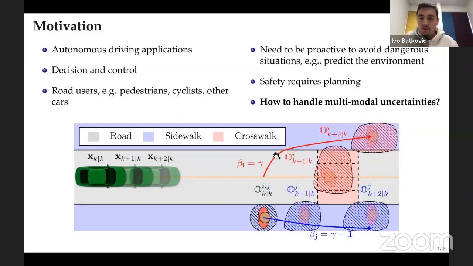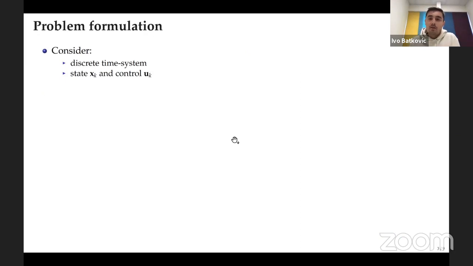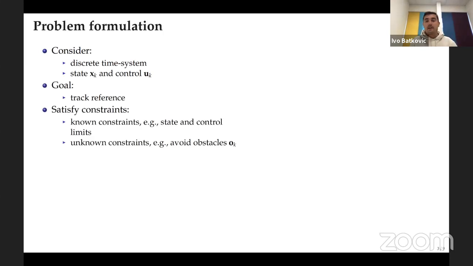So this is the question then: how do you leverage this kind of thinking in the control problem? If we go to the problem formulation, it's quite typical. You have these discrete time systems, you have your states X and control U. The goal is to track some kind of a reference, and while doing so, you want to satisfy some constraints.